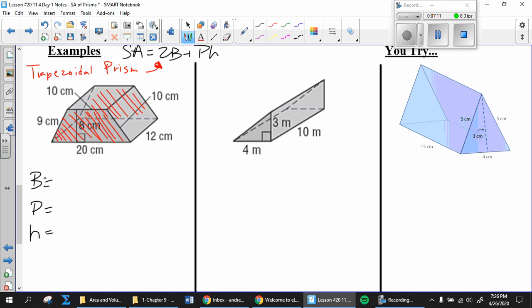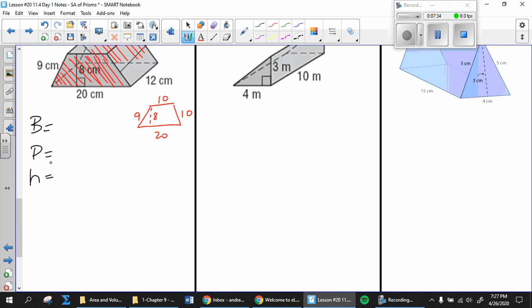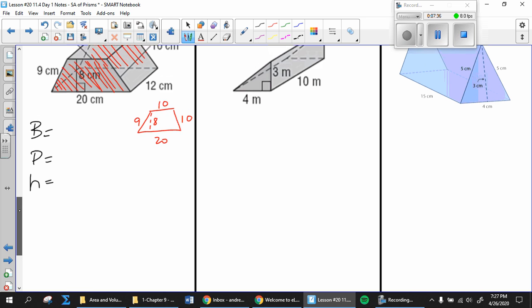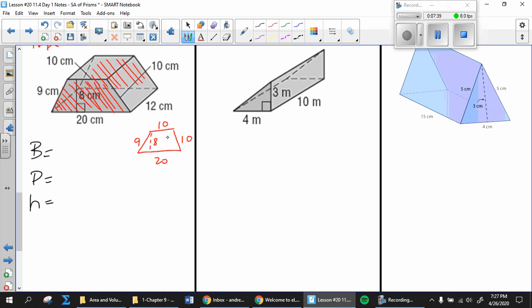So whenever I find area of the base and perimeter of the base, I know I'm using this trapezoid, where this piece is 10, this piece is 20, this is 9, this is 10, and then this distance here is 8. Okay, so this is the shape I'm using to find capital B and capital P. So first thing, area of the base, area of this trapezoid. So we have to remember, how do we find area of a trapezoid? 1/2 base 1 plus base 2 times height.